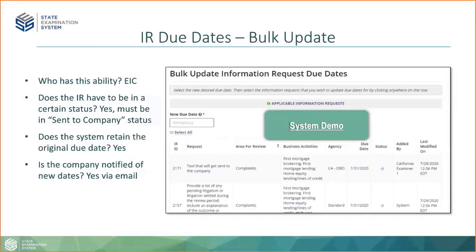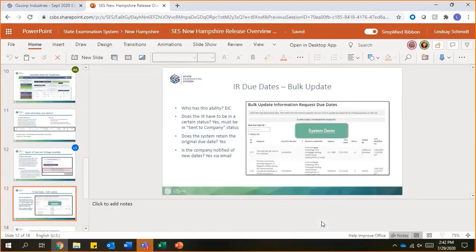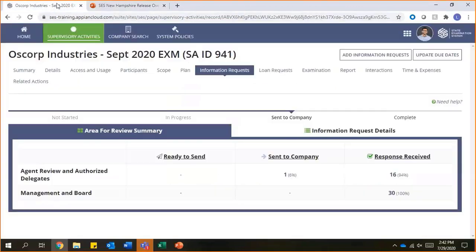So in the system currently, before this release, you have to go into each information request one by one and update those dates. And if you have an information request that's over 100 items long, it's a little cumbersome to have to go in and do that one by one if you get a request from a company for an extension. And so this is going to allow you to do it just in one swoop, so to speak. So I'm going to hop out of the PowerPoint and jump into the system.